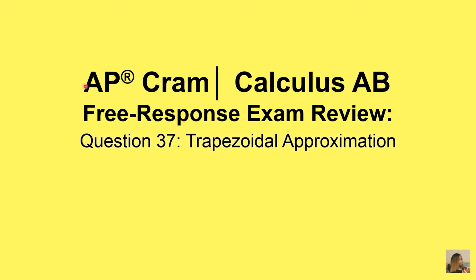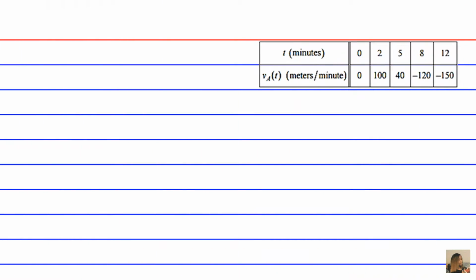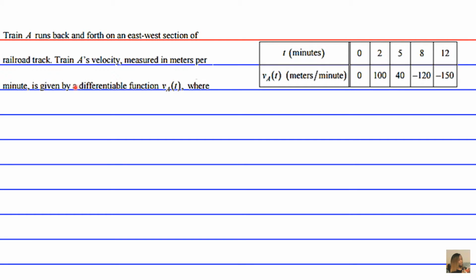AP Cram, Calculus AB, Free Response, Exam Review. Question 37, Trapezoidal Approximation. Train A runs back and forth on an east-west section of railroad track. Train A's velocity, measured in meters per minute, is given by a differentiable function, VA of t, where time t is measured in minutes. Selected values for VA of t are given in the table above.